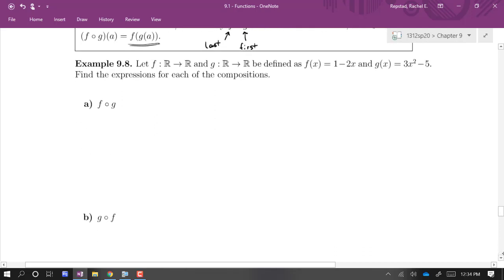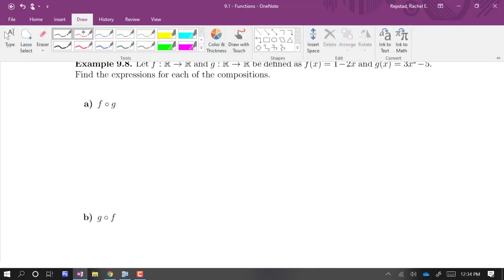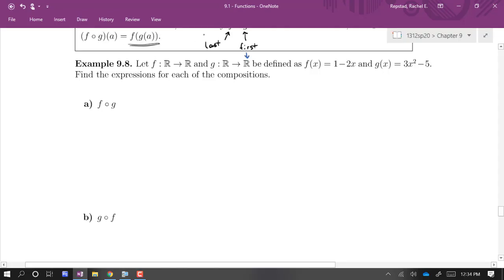So in example 9.8, F and G both map from reals to reals. So note that the codomain of G matches up nicely with the domain of F. F is the function 1 minus 2x. G is the function 3x squared minus 5. And we want to find the function f of g.